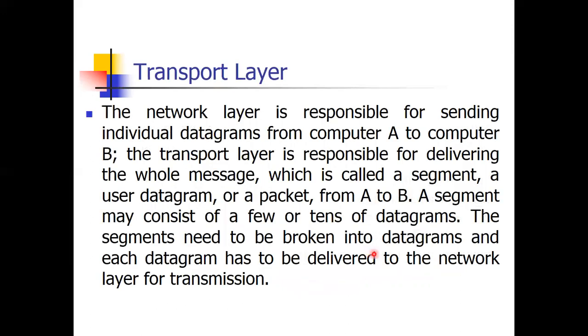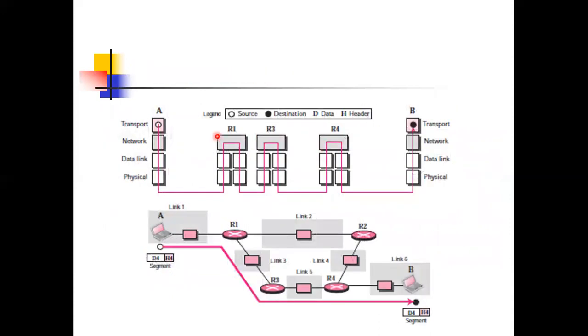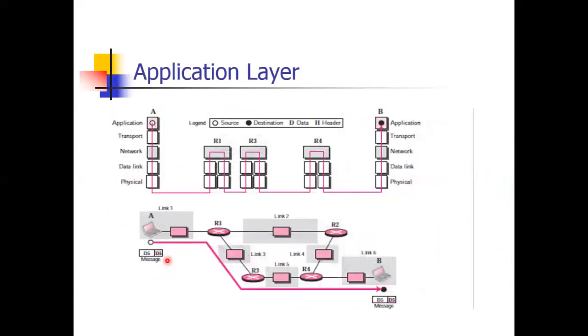After network layer is transport layer. Now a combination of datagrams is called a segment. So now the segment passes through computer A to router 1 to router 3 to 4 and B. Now what are we transmitting? A combination of datagrams, called segments. So a segment can be broken into different datagrams.